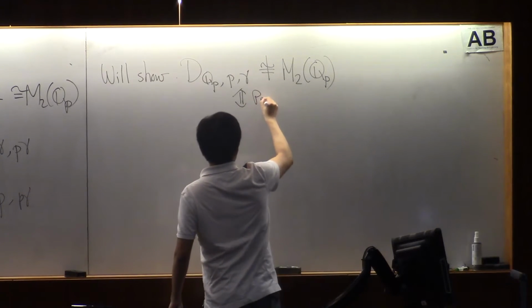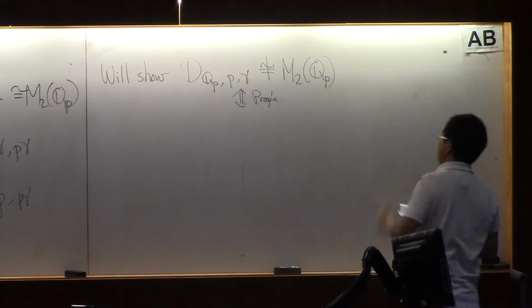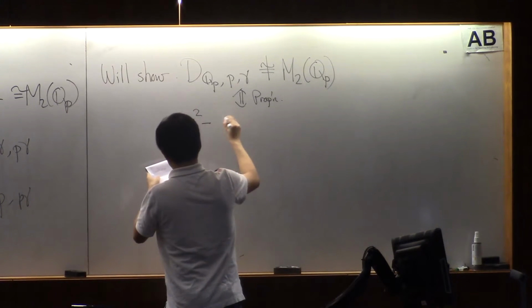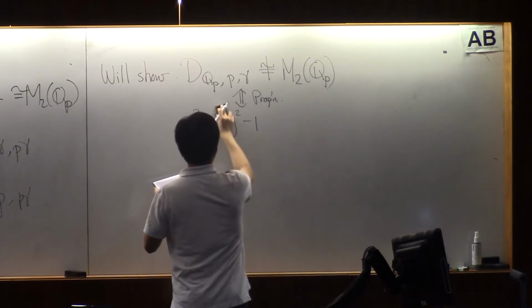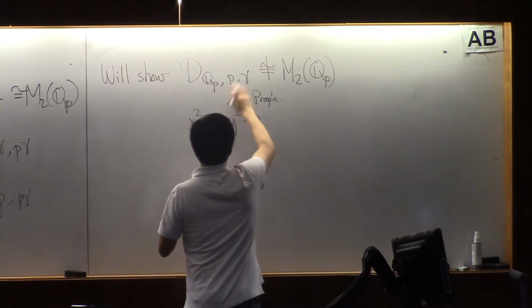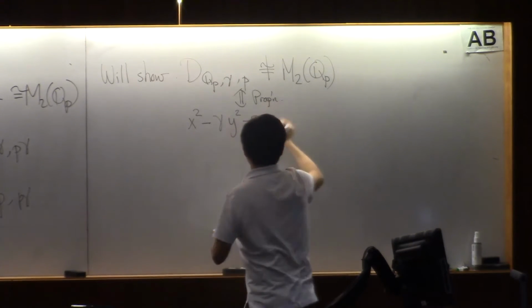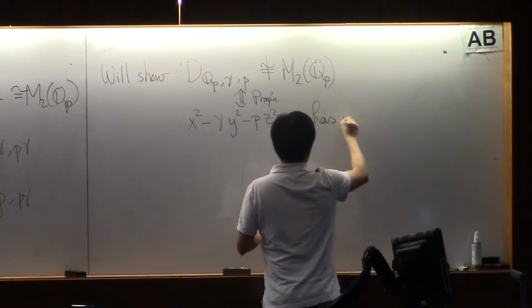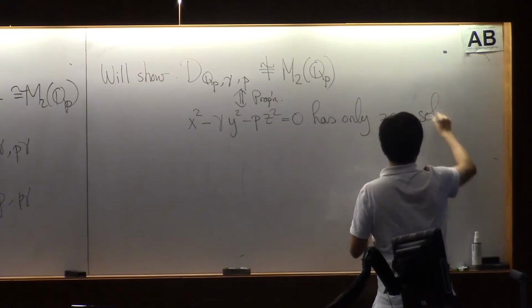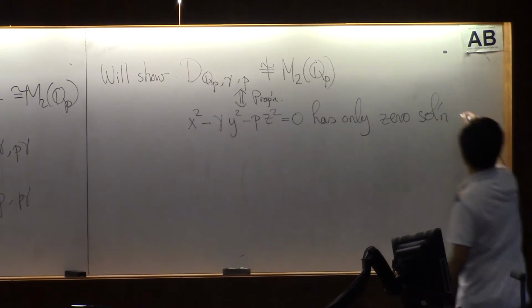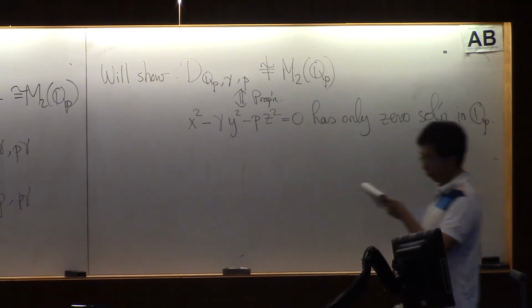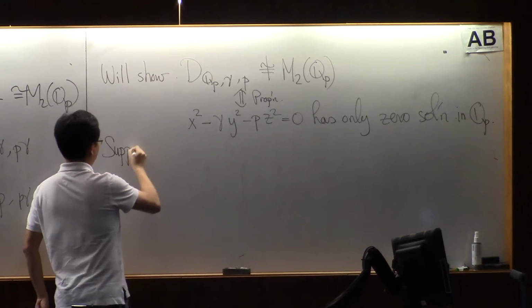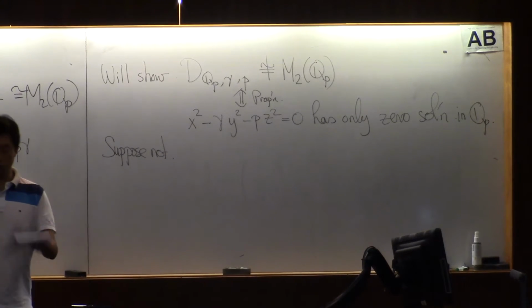So by the proposition we proved, this is not isomorphic to a matrix algebra if and only if that x squared minus gamma y squared, whatever, a and b should be p here. Anyways, change a little bit, put p here. But they're all isomorphic. Only zero. By the proposition, this is the same as looking at a quadratic equation and saying this has only the zero solution. So suppose this is not the case. So you have a non-zero solution.